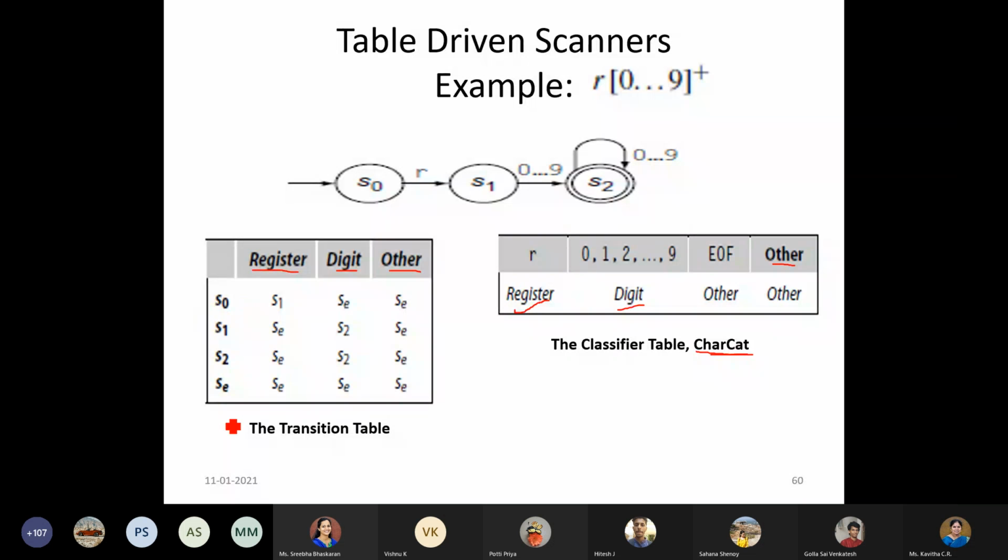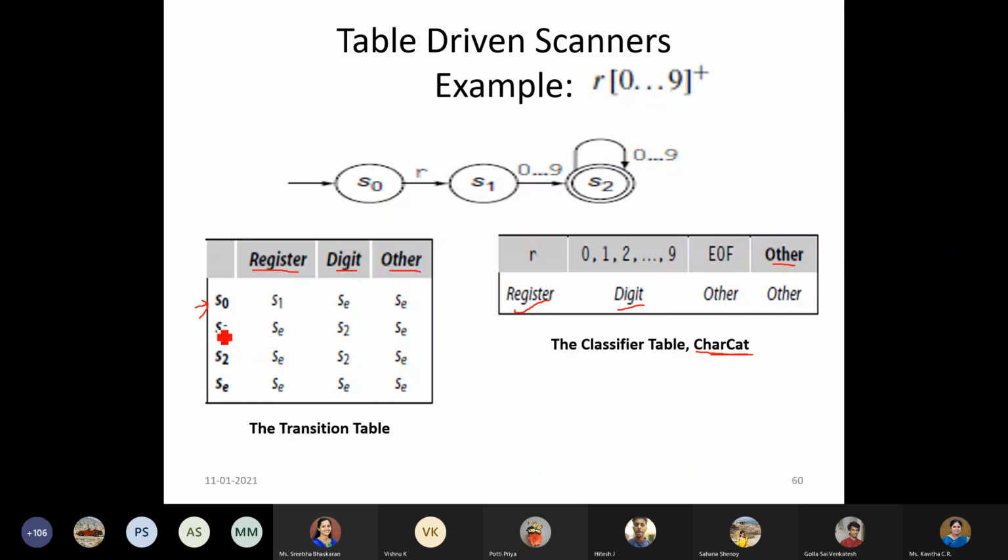So S0, with respect to register, you will be moving to S1 state. With respect to all other contents, that is whether it is digits or others, it will be generating an error message. So SC is nothing but the trap state. Okay. So it is represented as error state. So S0, which is an initial state, there will be some representation for identifying, recognizing the initial state.